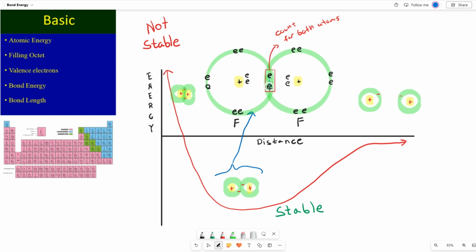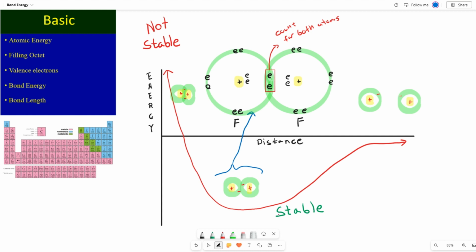So you can see when the fluorines overlap, their electron clouds overlap just a little bit, it allows some of the valence electrons to interact with each atom, and then those valence electrons are counted as belonging to both atoms, which would then fill those atoms' octet, which in turn causes the atoms to have very low energy and causes the atoms to be extremely stable.